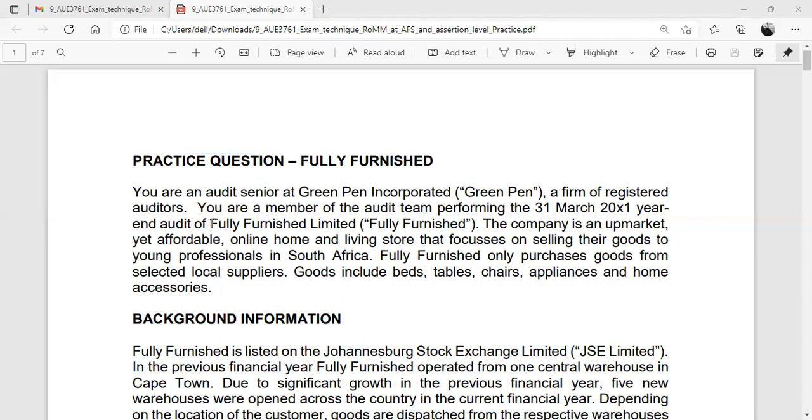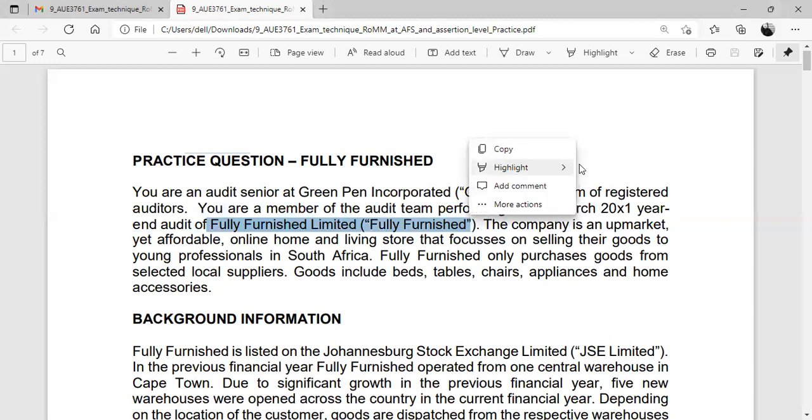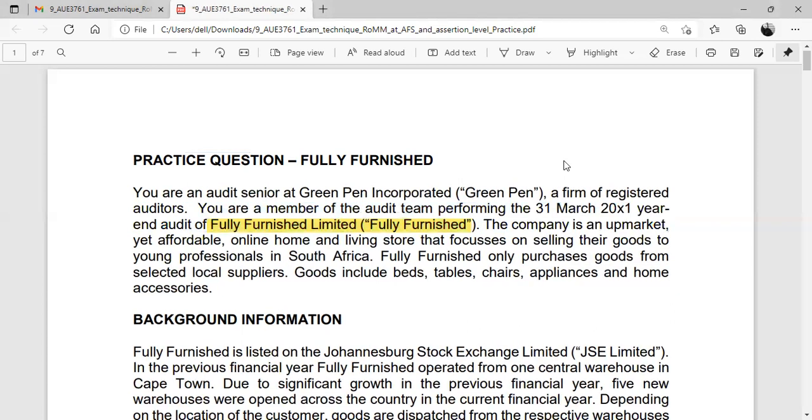So you have to identify the parties in the question. So this Fully Furnished Limited is the client, and you are working at Green Pen Incorporated. So the company is an upmarket yet affordable online home and living store that focuses on selling their goods to young professionals in South Africa. Fully Furnished only purchases goods from selected local suppliers. So the goods include beds, tables, chairs, appliances, and home accessories.